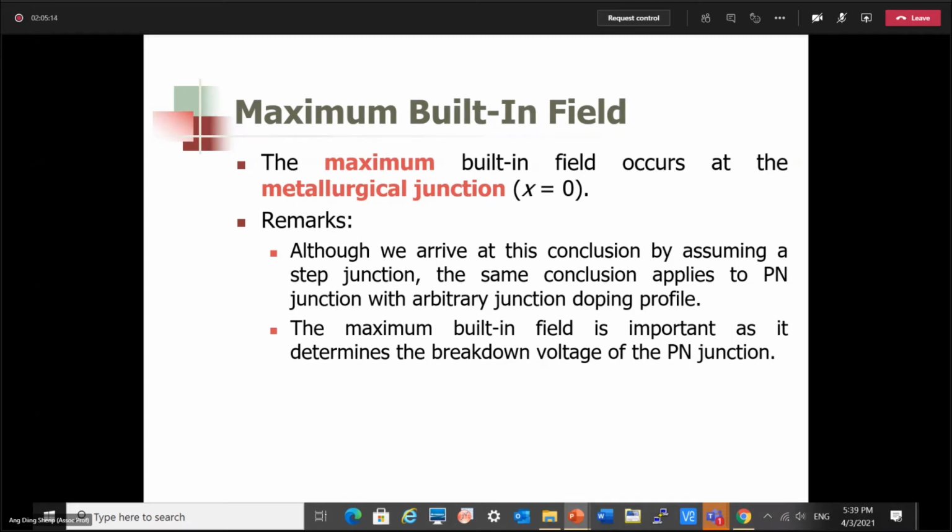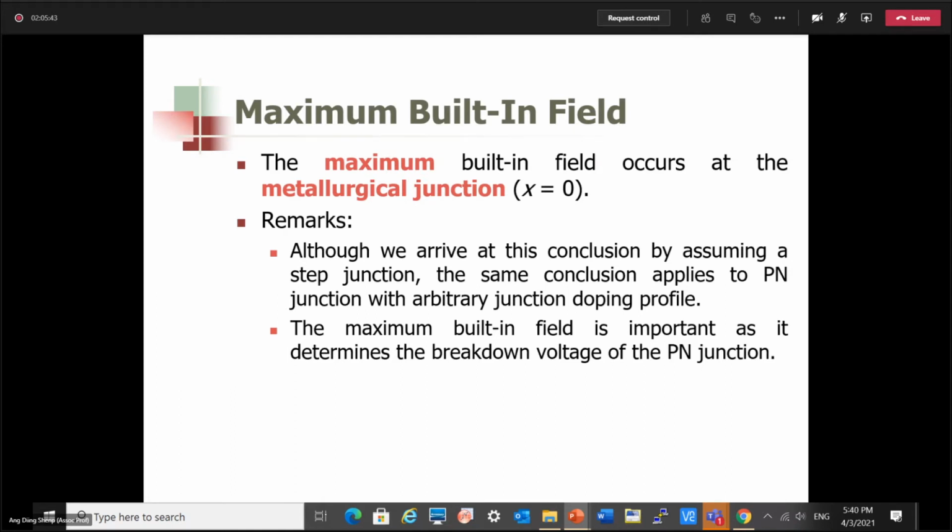Okay, so before we leave the discussion on the built-in field, just take note, maximum built-in field occurs at the metallurgical junction. This is always true, regardless of whether you have an abrupt or a linearly graded junction. All right, even if you have a linearly graded junction, although the expression for the built-in field will be more complicated, it is a parabolic function, but the maximum built-in field still occurs at the metallurgical junction.